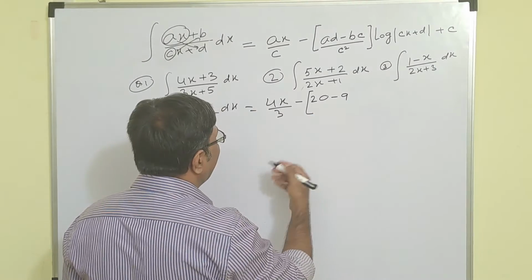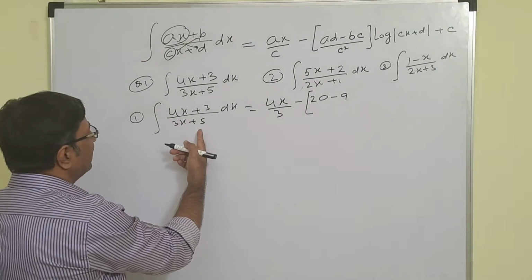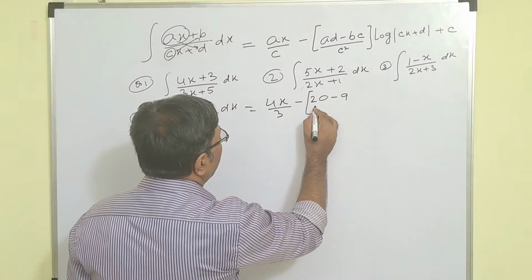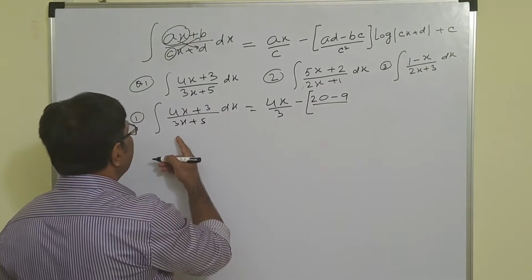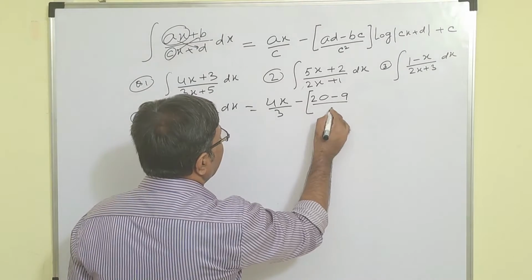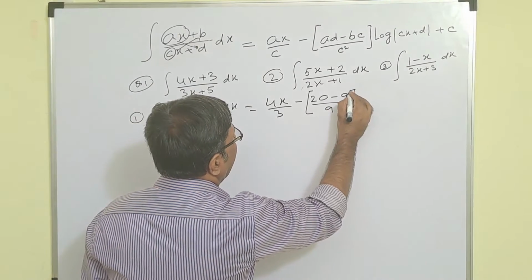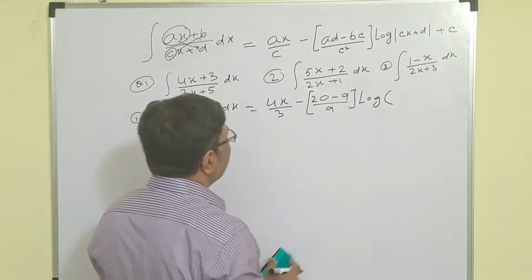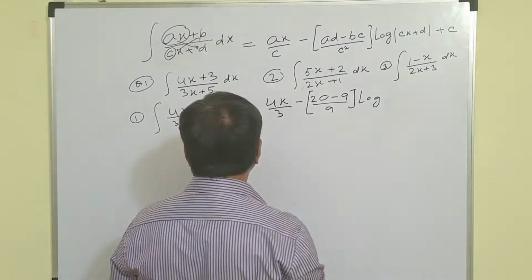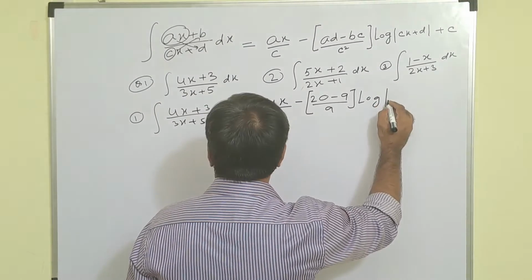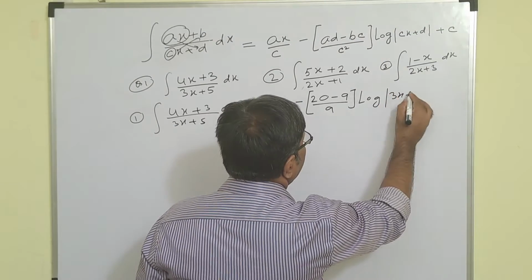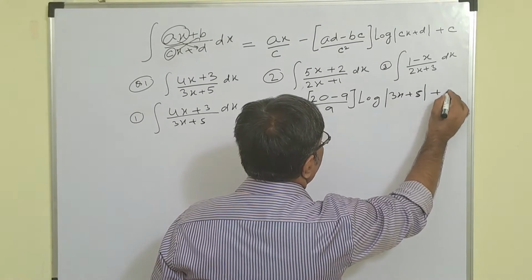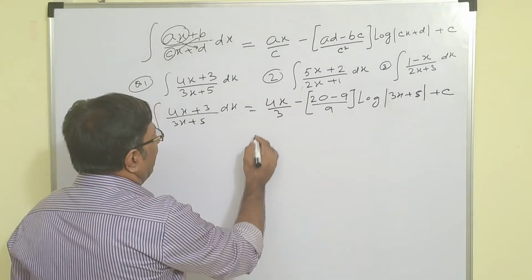You can write directly 11 also. So 4 fives are 20 minus 3 threes are 9, and divided by what? That is c square. C is 3, so 3 square is 9. And then log of what? Log of the denominator. So the denominator is 3x plus 5. So log of 3x plus 5, plus c, the constant of integration.